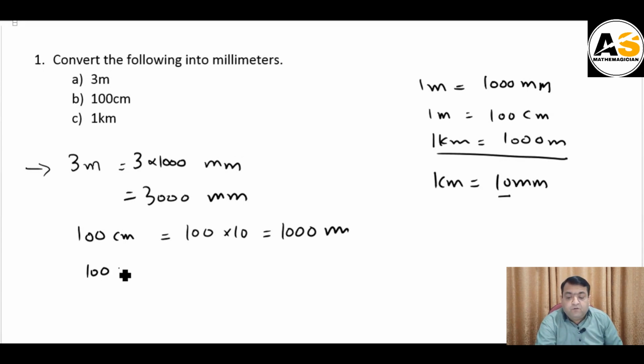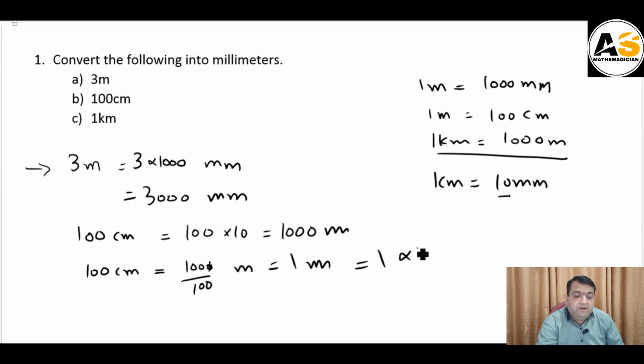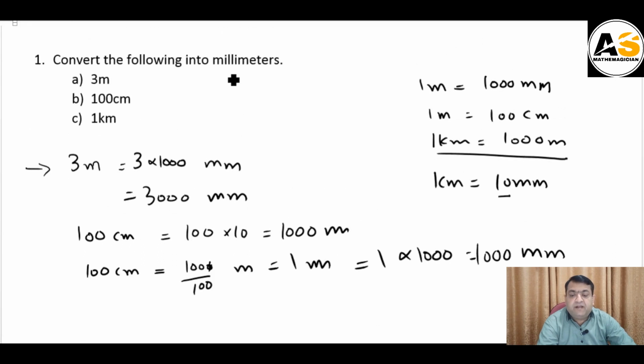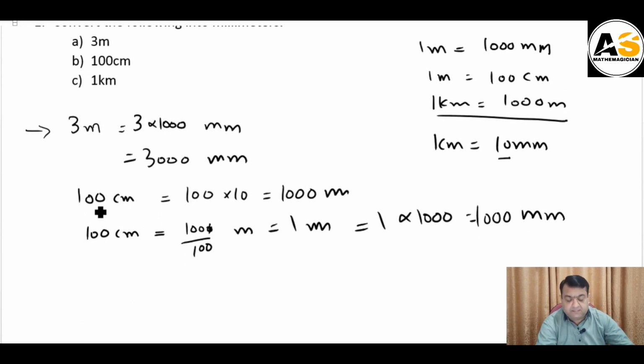The second way is, we will first convert centimeters into meters. 1 meter is equal to 100 centimeters. So this will be 100 over 100 meters. This will be 1 meter. And now we can convert 1 meter into millimeters. 1 meter is equal to 1000 millimeters. So we will multiply it with 1000 and we will get the same answer. This is 1000 millimeters.